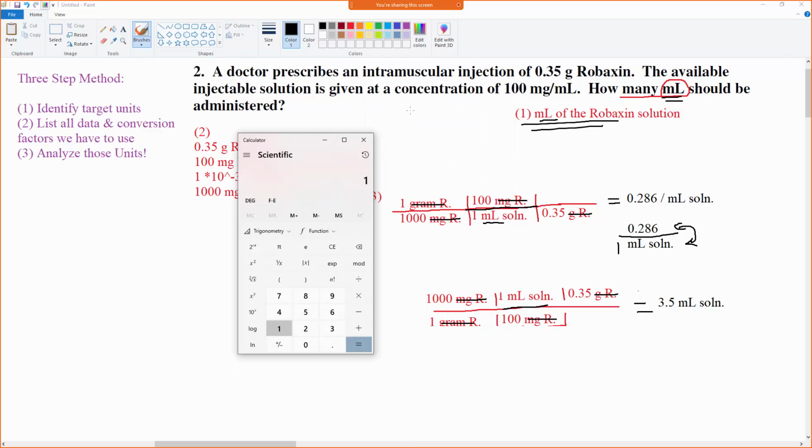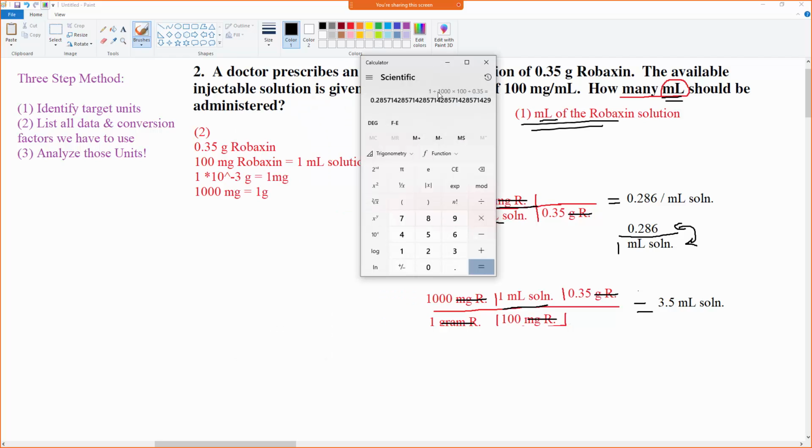So if I did 1 over 1,000 times 100 divided by 0.35, and I got here 0.286, this button, 1 over x, will flip it for you. Oh, I'm upside down. Flip. All right, there's my answer, 3.5, right there.